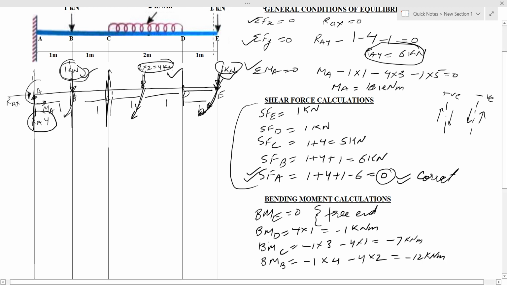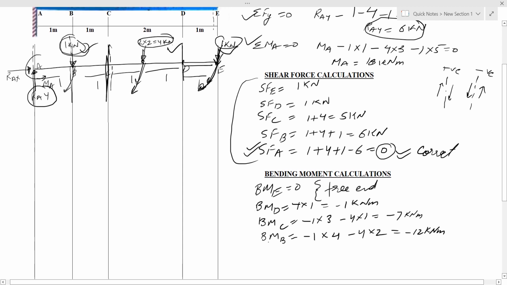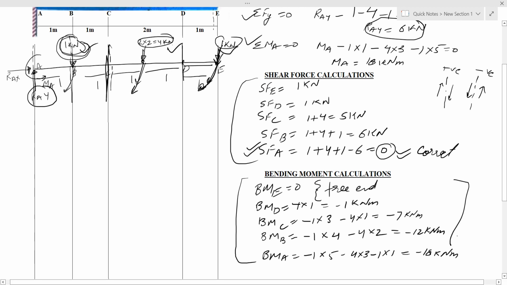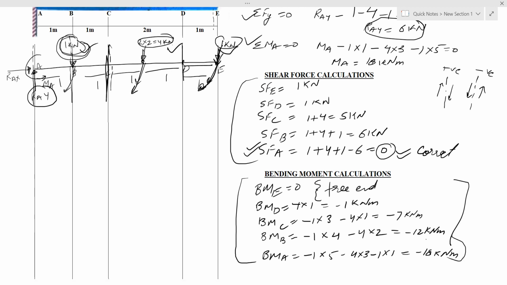And finally, bending moment at point A. Now the 1 kilonewton force at this point will also be considered, and so it will be minus 1 into 5 minus 4 into 3 and minus 1 into 1 equals to minus 18 kilonewton meter. Like this we will solve our bending moment calculation, and we have got the bending moment at all the points of the beam. Now we will plot the shear force and bending moment diagram.